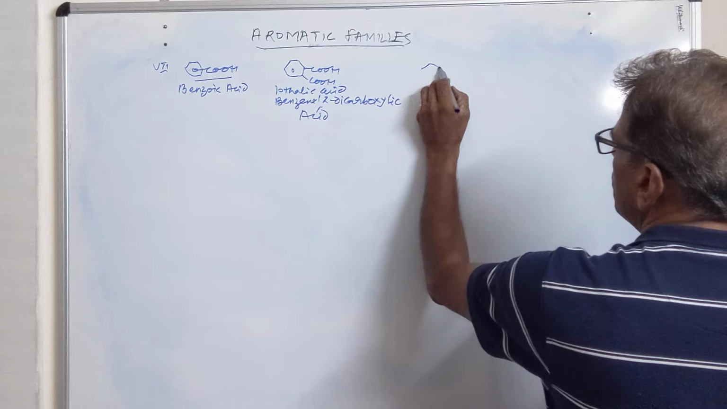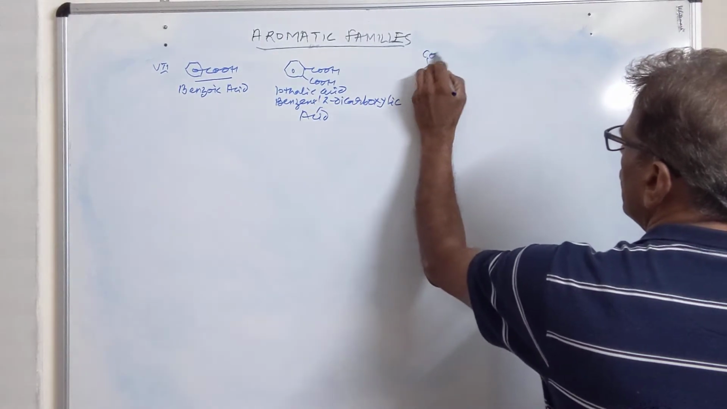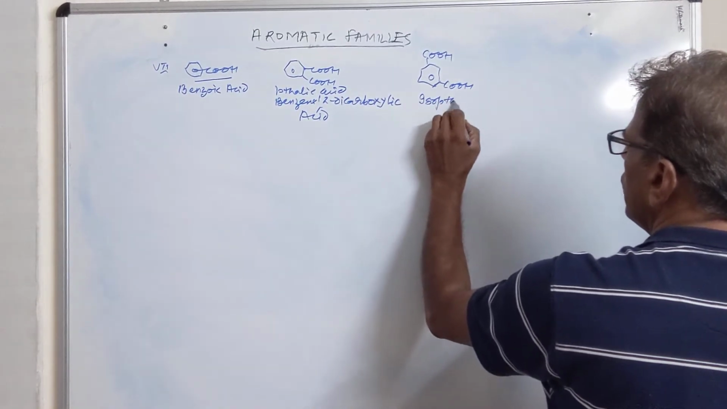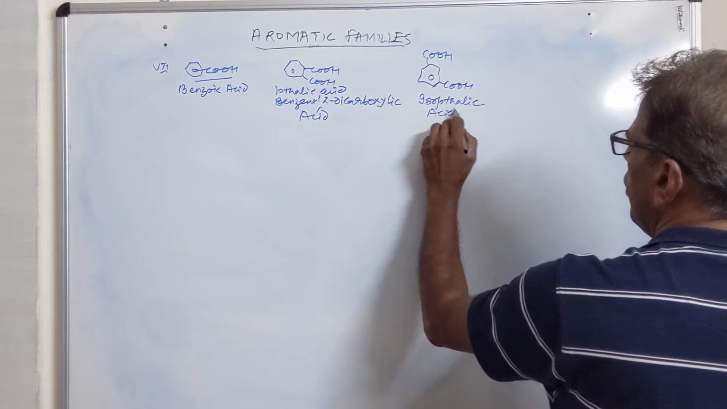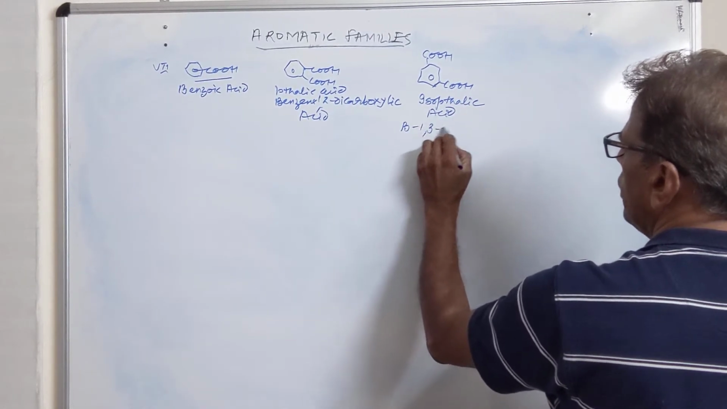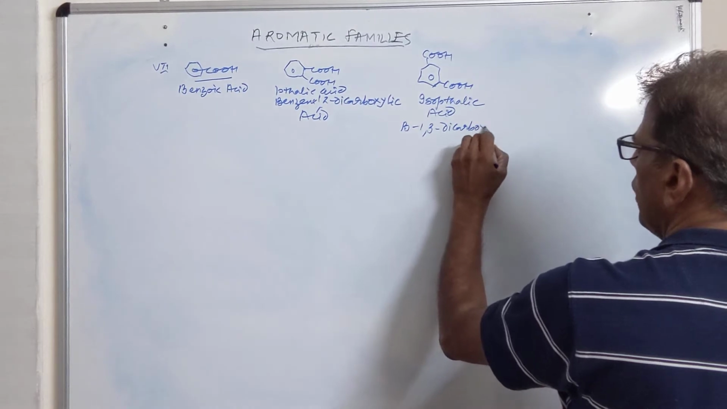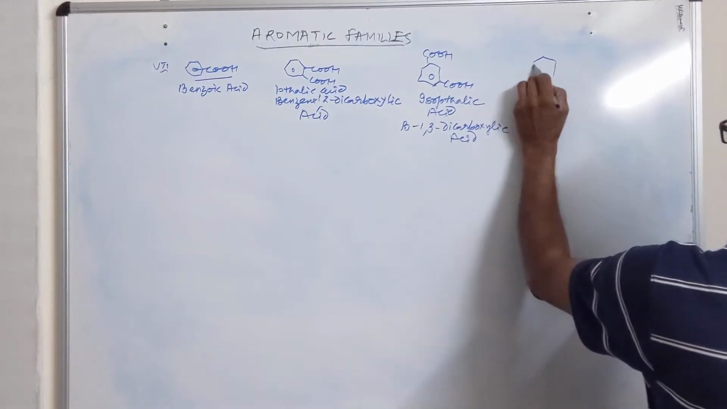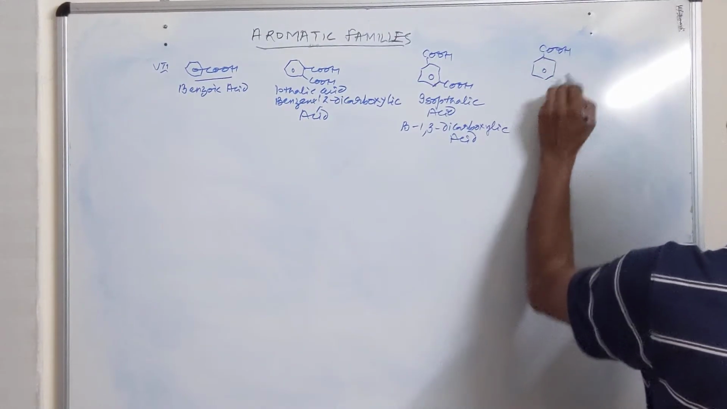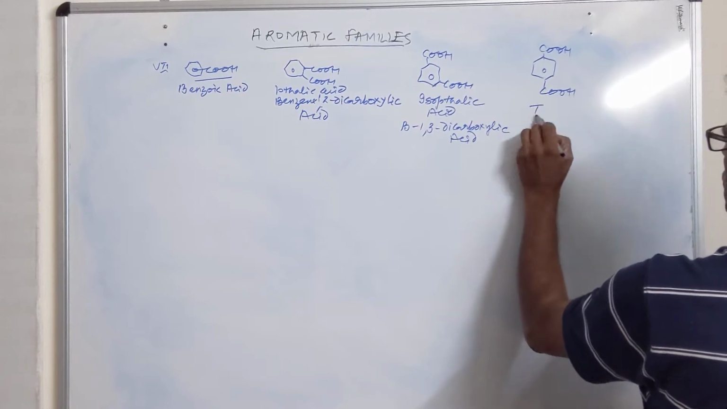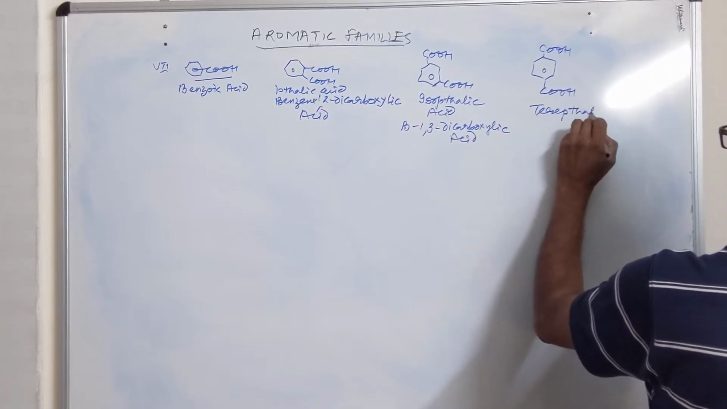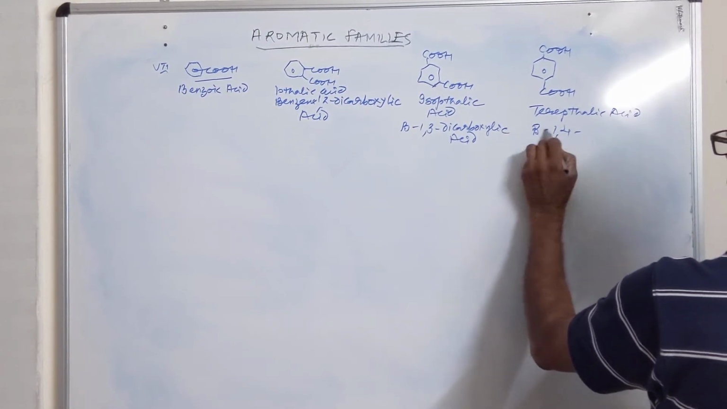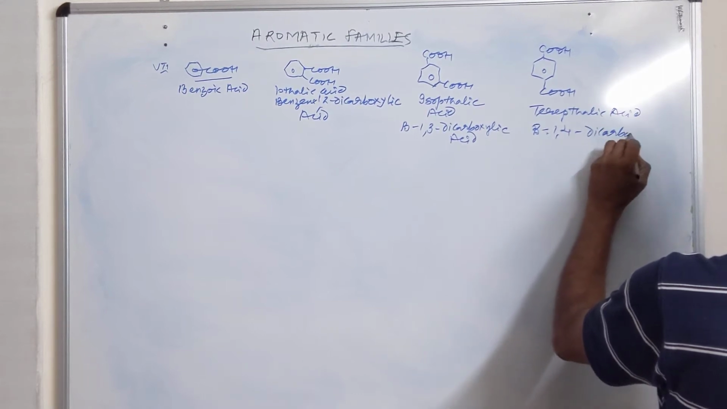Then we have meta isomer. This is commonly called as isophthalic acid or benzene 1,3 dicarboxylic or dioic acid. Then we have next isomer. This is terephthalic acid. And benzene 1,4-dicarboxylic acid.